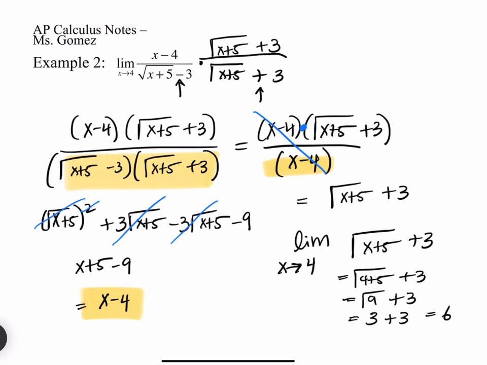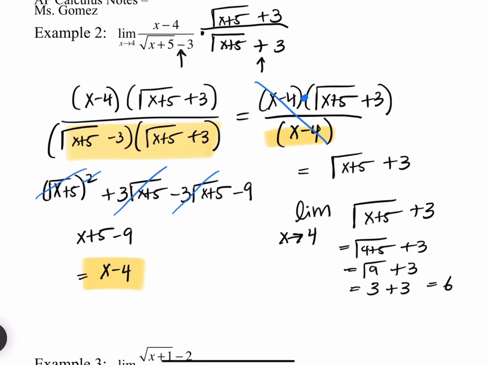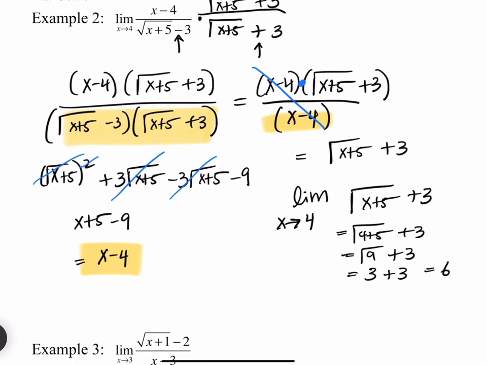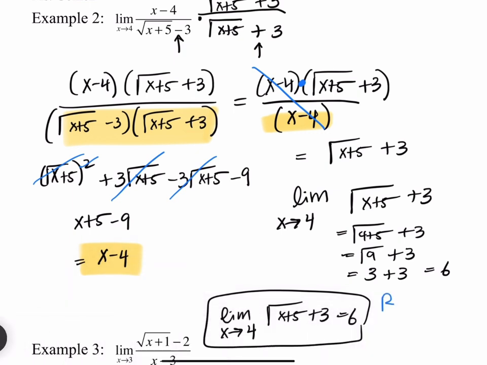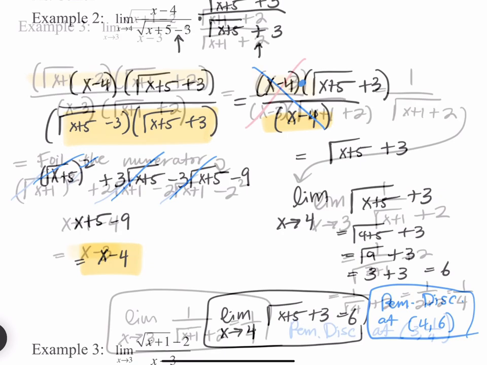Okay. So let me see if I can scoot down a little bit and make some space here. I'm going to say that the limit as x approaches 4 of radical x plus 5 plus 3 equals 6. Final answer. And then remember, my removable discontinuity is happening at x approaching 4 and my limit value is 6. Ta-da! Okay? Go ahead and pause the video and try the next one on your own.